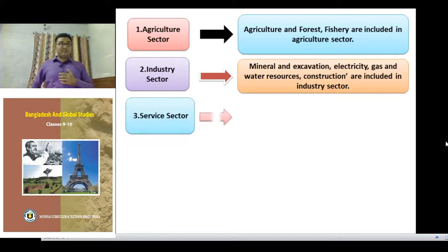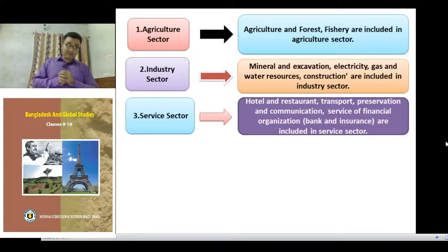The next sector is called the service sector. So what subsectors are included in service sector? So dear student, let's see on the screen. Hotel and restaurant, transport, preservation and communication, service of financial organization are included in service sector. Dear students, now I am going to discuss about business sector.